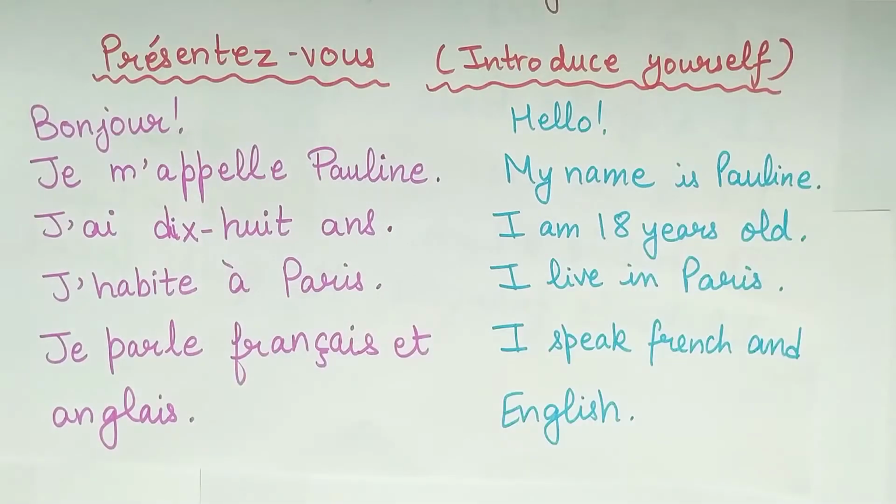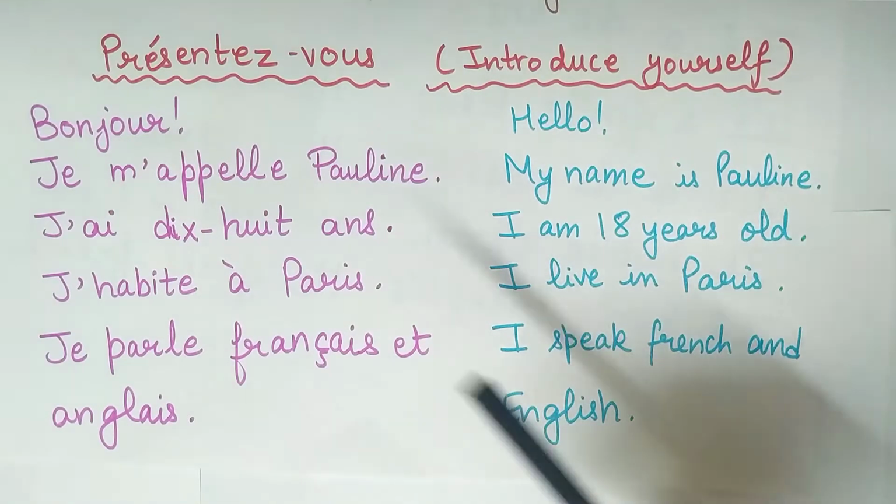You must have observed by now that je means I in French. And if the word after je begins with a vowel, the vowels in French are A, E, I, O, U and H also. H is treated as a vowel in French. So you can say that A, E, I, O, U and H will be treated as vowels.